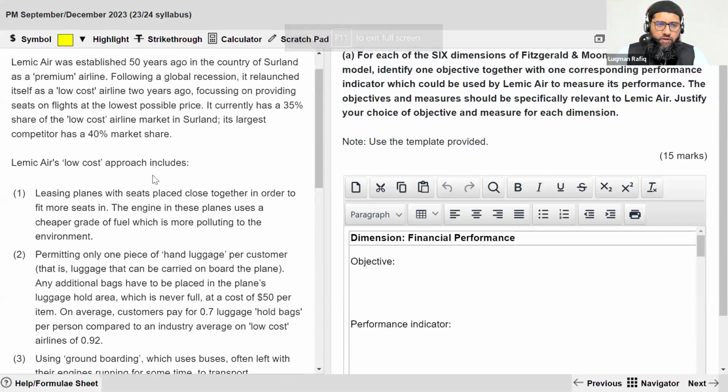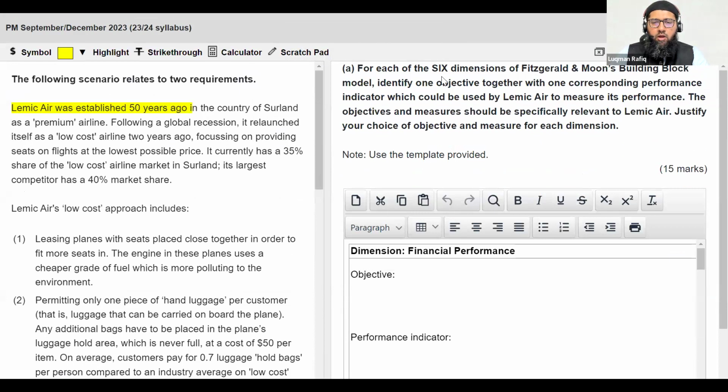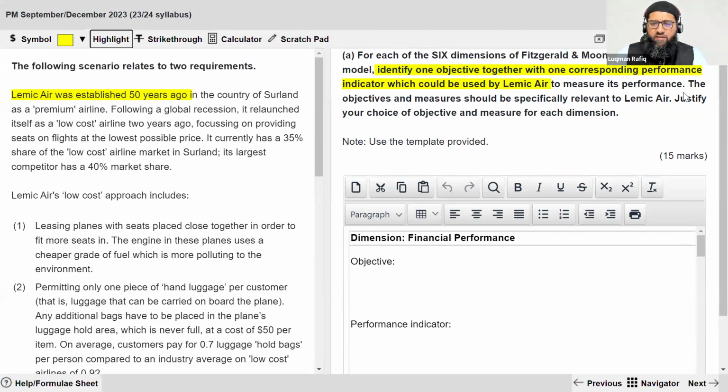The name of the question is Lemaitre. It says, for each of the 6 dimensions of the building block model, identify one objective together with one corresponding performance indicator which could be used by Lemaitre to measure its performance. The objectives and measures should be specifically relevant to Lemaitre. Justify your choice of objective and measure for each dimension.